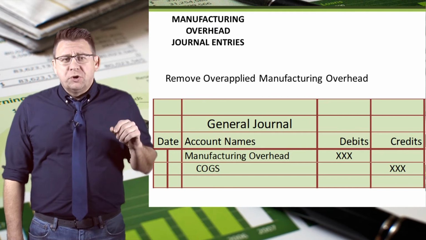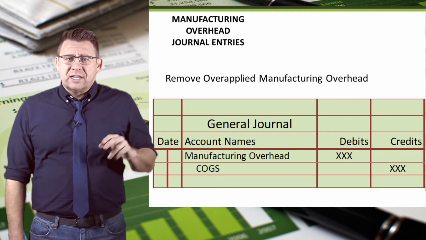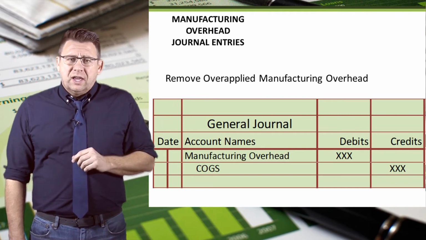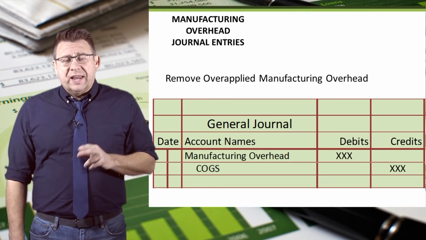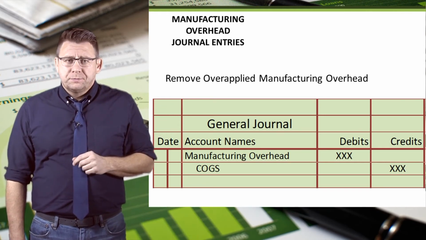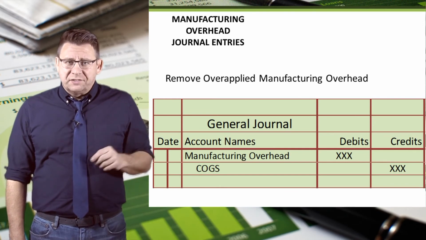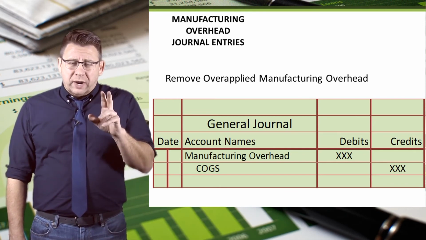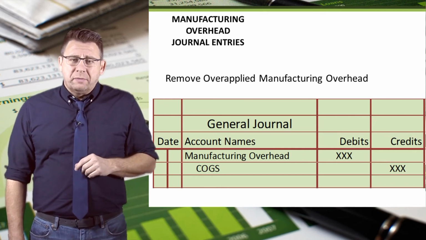The journal entry to remove the over-applied balance looks like this. A debit to manufacturing overhead and a credit to cost of goods sold. This adjusts the cost of goods sold account to the correct amount and zeroes out the balance in manufacturing overhead.